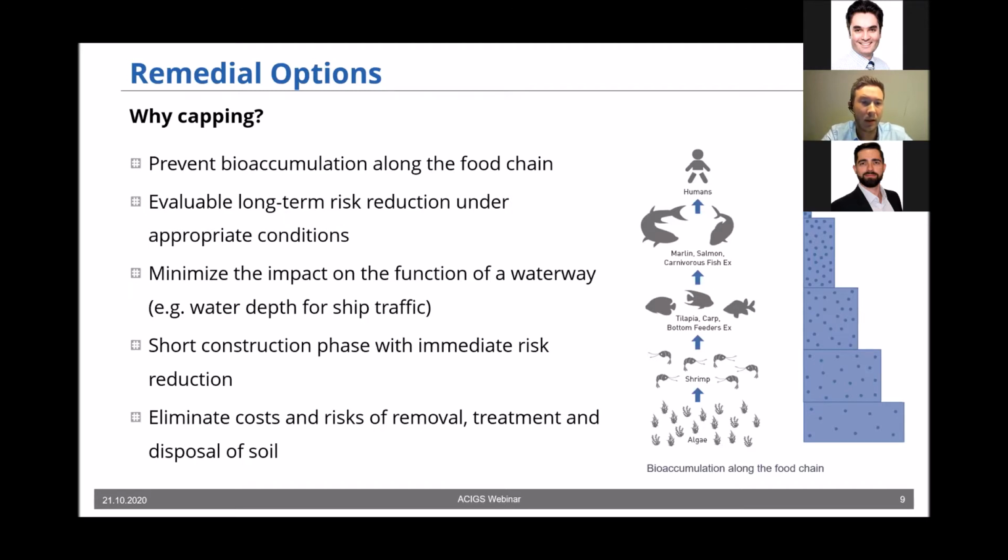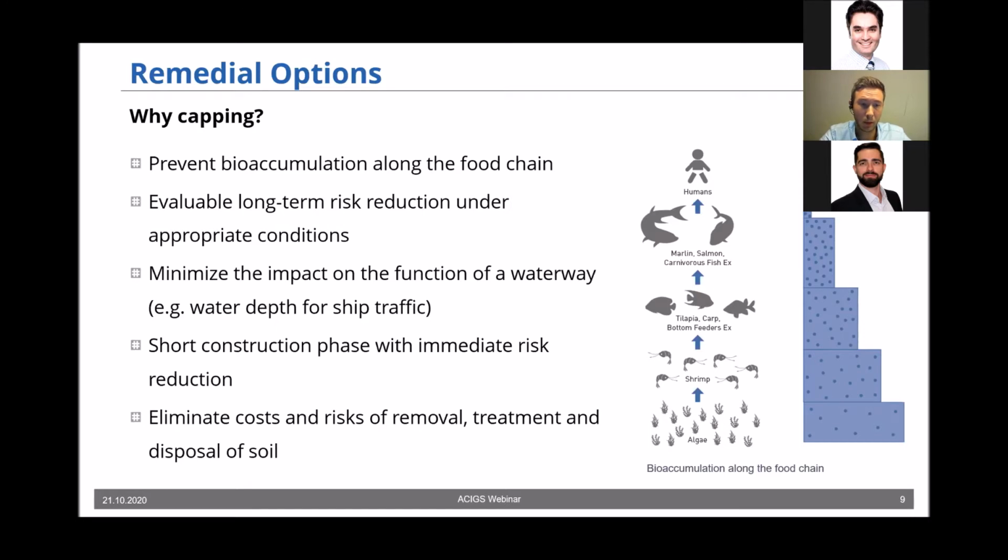Why do we do it? Why do we do capping? We want to evaluate a long-term risk reduction under appropriate conditions, which means that the function, the isolation of the chemicals, is fulfilled over the whole lifetime, of course. We have to minimize the impact on the function of the waterways. So we don't want to reduce the water depths so much that there's no ship traffic possible any longer. And we need these water depths also for other functions of the waterway, like flood storage and so on.